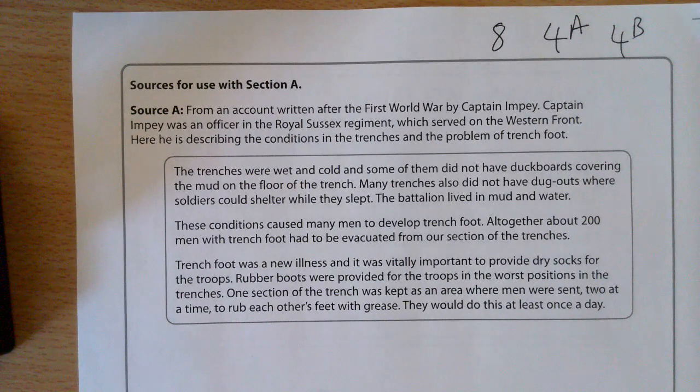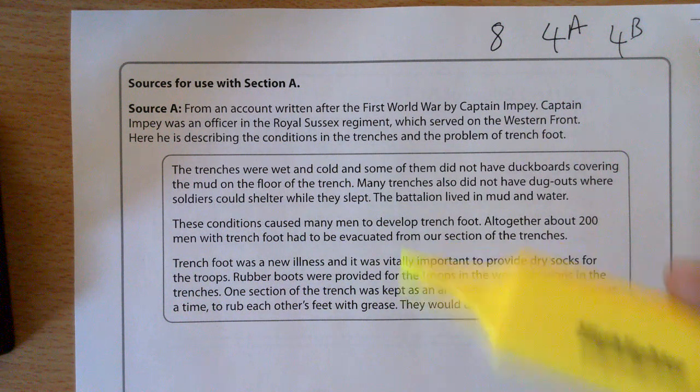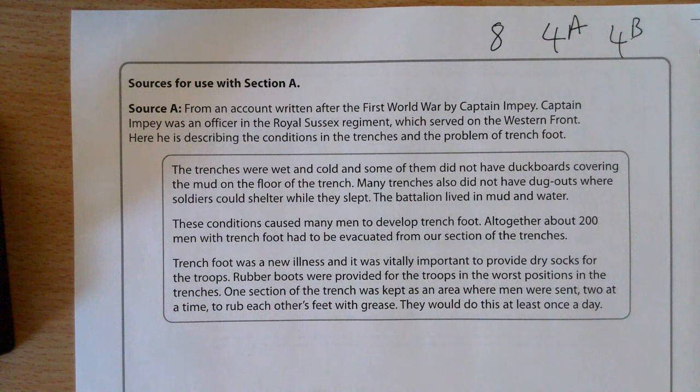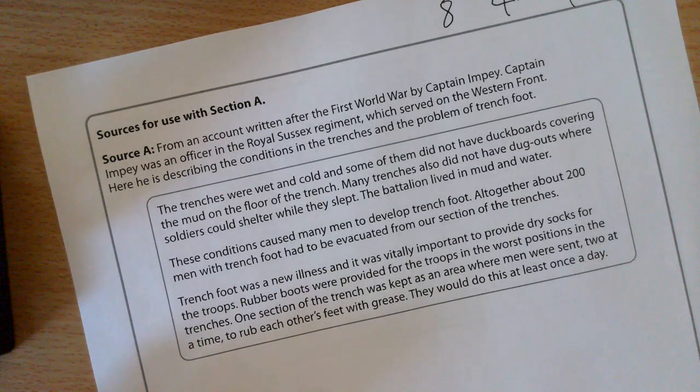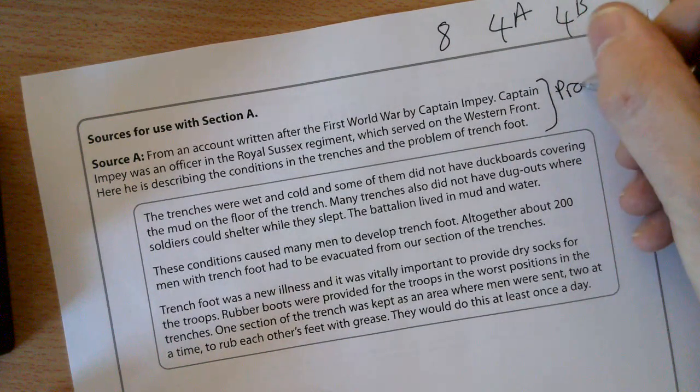Before I even start writing, I'm going to pick up my highlighter and I'm going to go through this source, highlighting certain things that might help me answer my question. Now, I know I'm just focused on trench foot, so I'm going to highlight anything here that tells me something about trench foot. I'm then going to start annotating those quotes I've highlighted, saying what it is that I can learn from that. Okay. Now, this section here, we know this as the provenance.